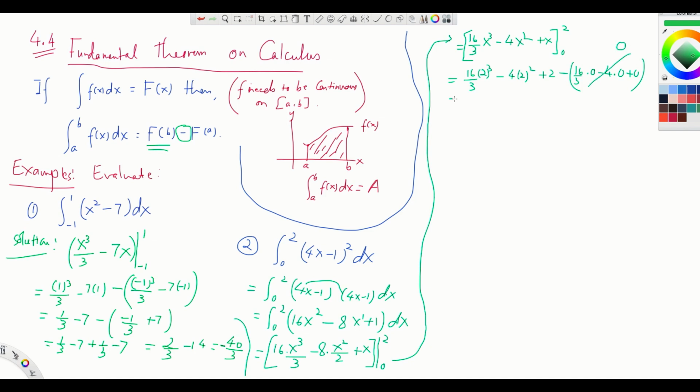So what is left here is 16/3 times, what is 2 to the third? It is not 6, right? It is 2 times 2 times 2, so that is 8. Minus 4 times 4, and then plus 2 minus 0, so you don't have to worry about that. So 16 times 8 is how much? You can use a calculator. It is 128. Divided by 3 minus 16 plus 2. So if you simplify this, you will get 86 over 3. This is what you get.